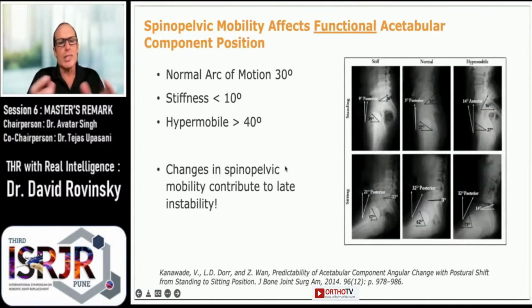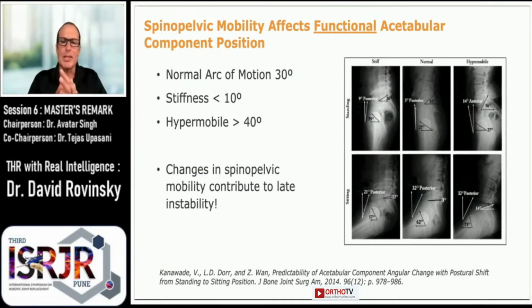A normal arc of motion has been defined as about 30 degrees. The challenging patients are the hypermobile patients, where they have an arc of motion of more than 40 degrees. And in those patients, I often use dual mobility, and you have to really put the cup in the center, or the sweet spot in the center of their arc of motion.